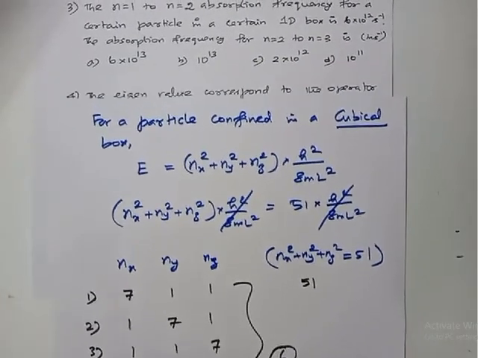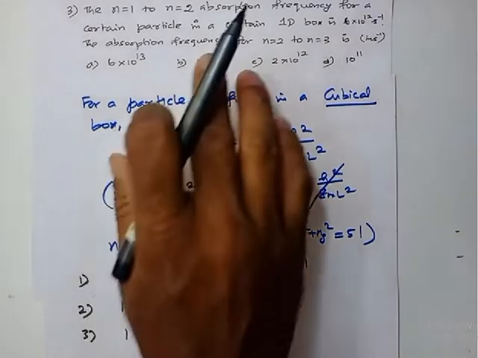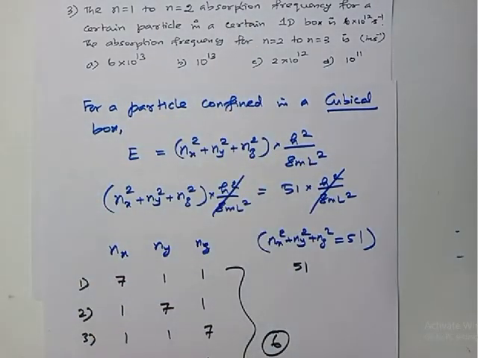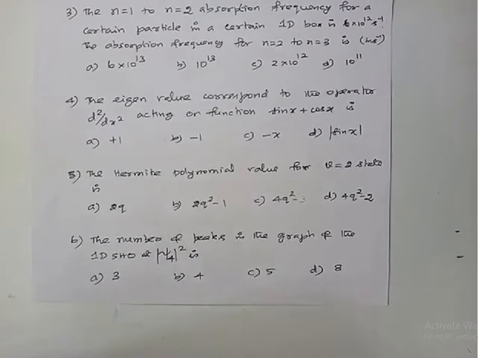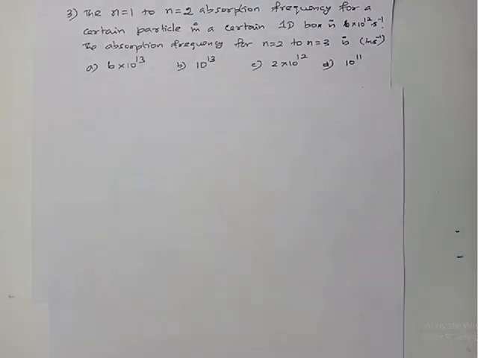Question number 3. Students, go through this question. The n equal to 1 to n equal to 2 absorption frequency for a certain particle in a certain one-dimensional box is 6 into 10 to the power 12 second inverse.